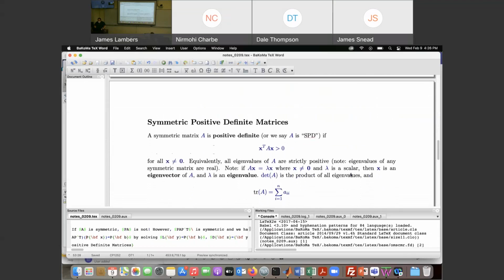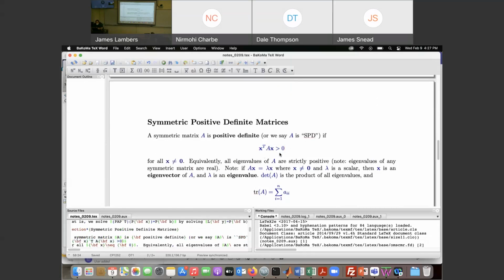Now, everything I discussed earlier was about general symmetric matrices. Now we're going to focus on a very important subclass of symmetric matrices called symmetric positive definite matrices. If a matrix A is already known to be symmetric, then we say it is also positive definite, or SPD, symmetric positive definite, if for any non-zero vector x, this expression is always strictly positive.